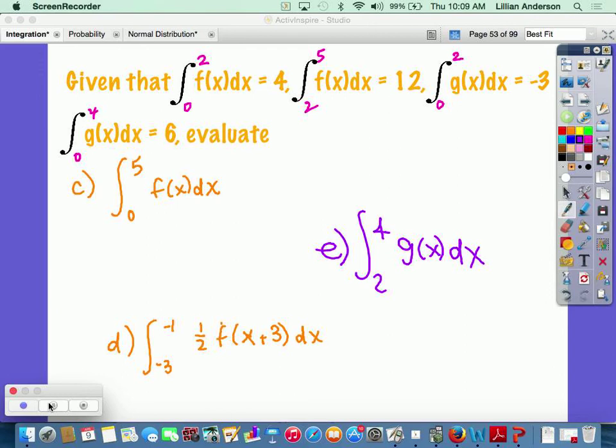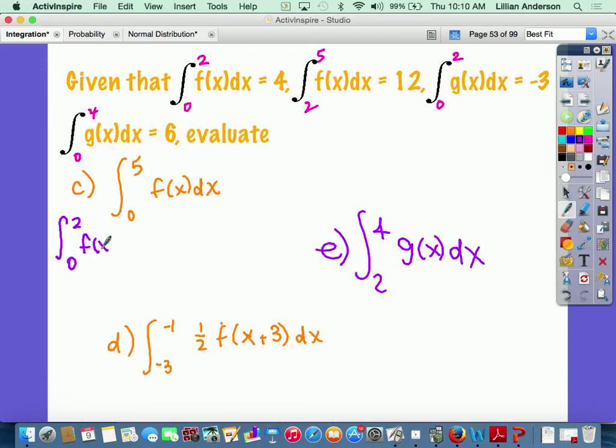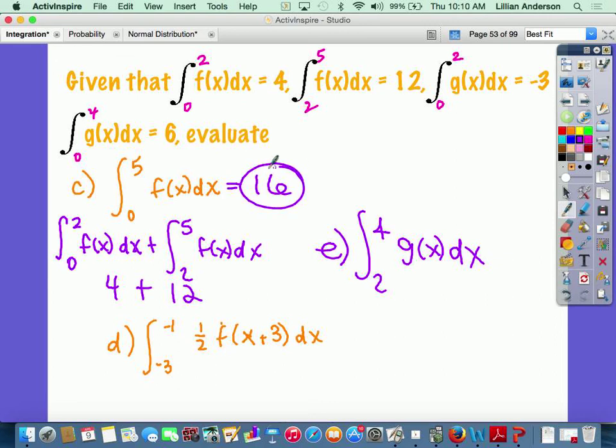Could you just do 0 to 2 plus 2 to 5? Exactly. This can be rewritten as from 0 to 2 of f of x dx plus from 2 to 5 of f of x dx. I very much can do that, and it'll still give me my area from 0 to 5. So what is the first part? 4. And the second part? So what's 4 plus 12? 16. Okay?